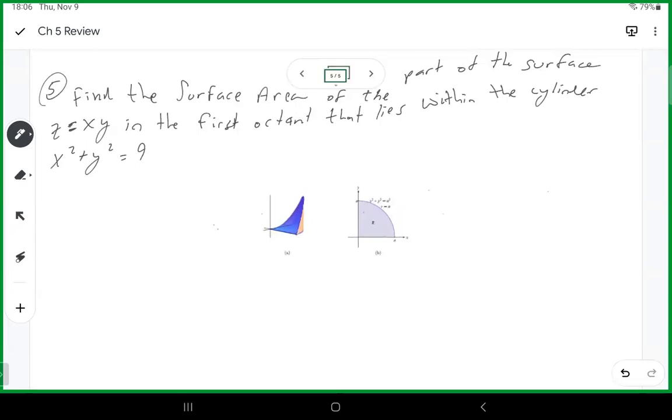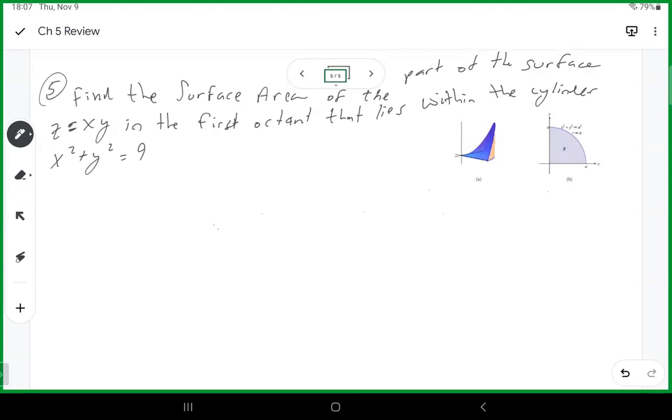So the idea here is that in figure A, the part of the surface z equals f of xy equals xy that lies in the first octant within the cylinder x squared plus y squared equals 9 is shown. It lies over the region R in the xy plane that is bounded by the circle x squared plus y squared equals 9 and the coordinate axes of the first quadrant, shown in figure B. The partial derivatives of z equals xy are y and x.